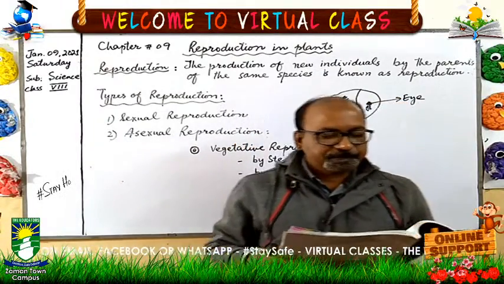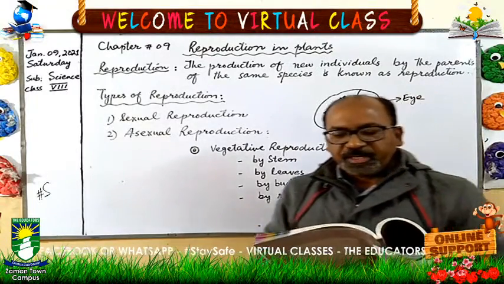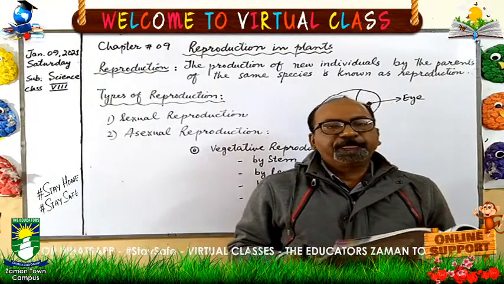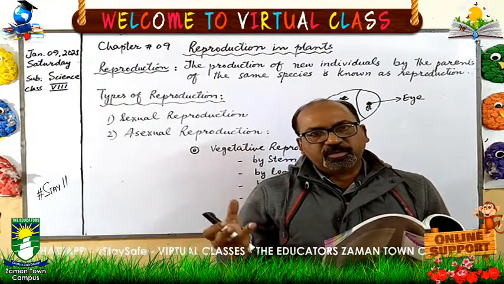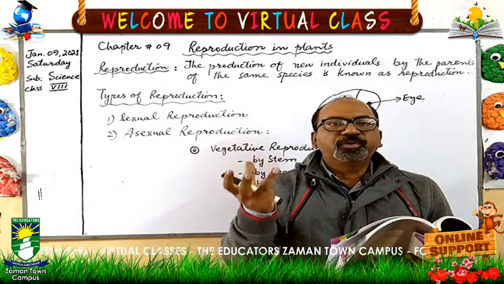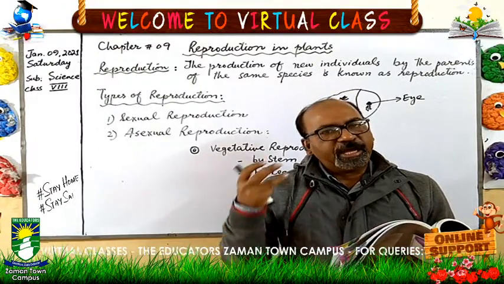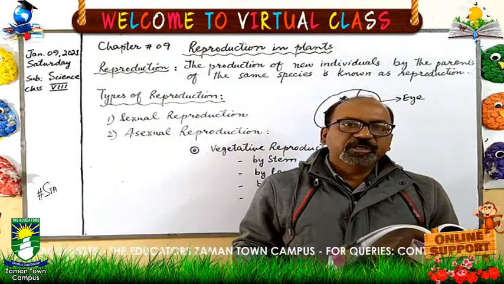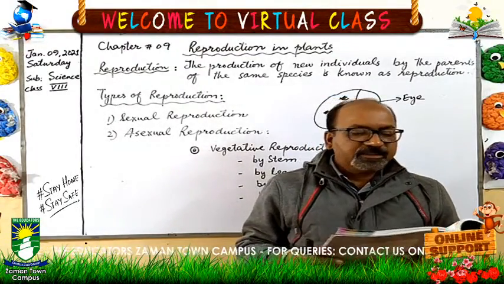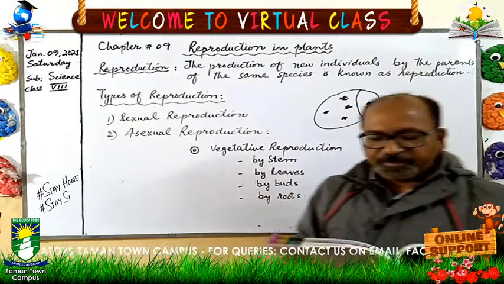Vegetative reproduction by roots. Some roots have the ability that when these roots are grown into the soil, they produce the stem and the leaves. They have the ability to produce the stem and the leaves from the roots. So these roots are also an example of vegetative reproduction.